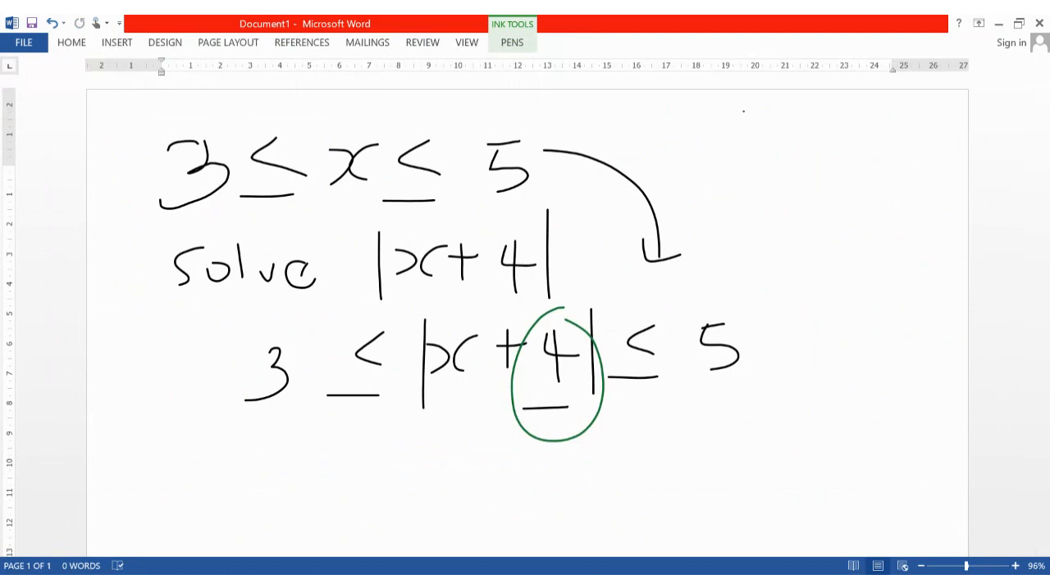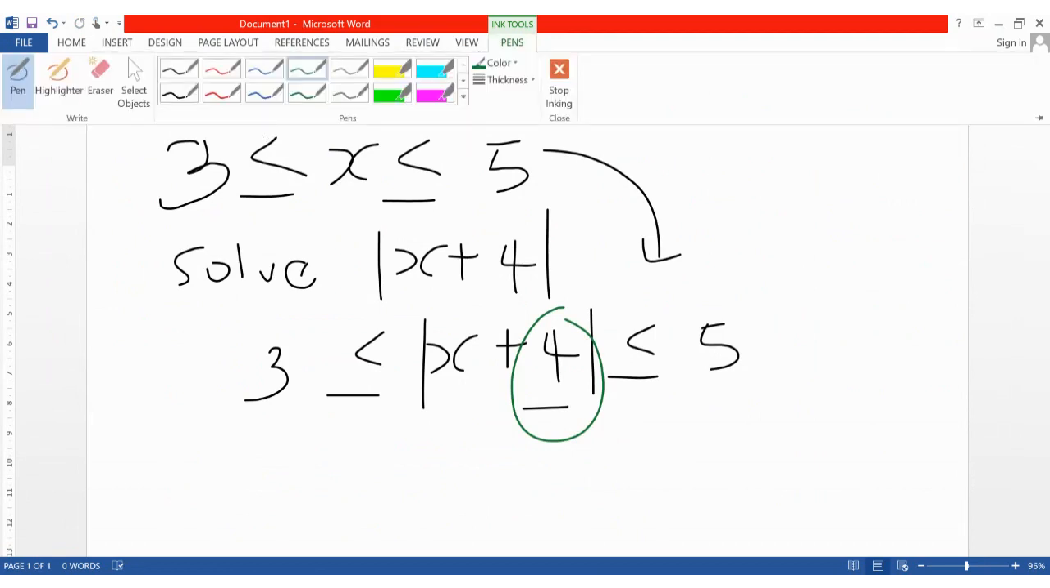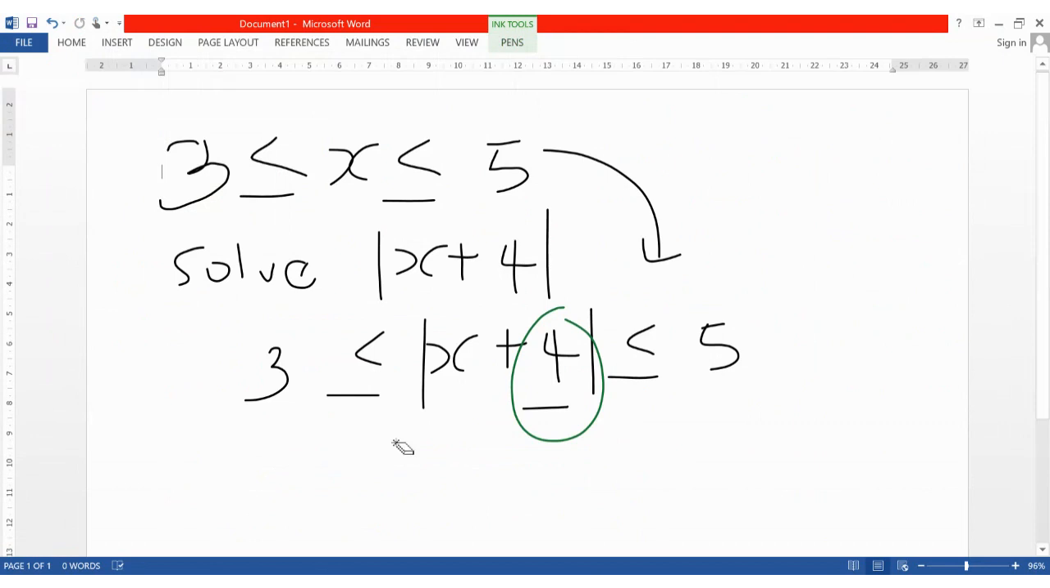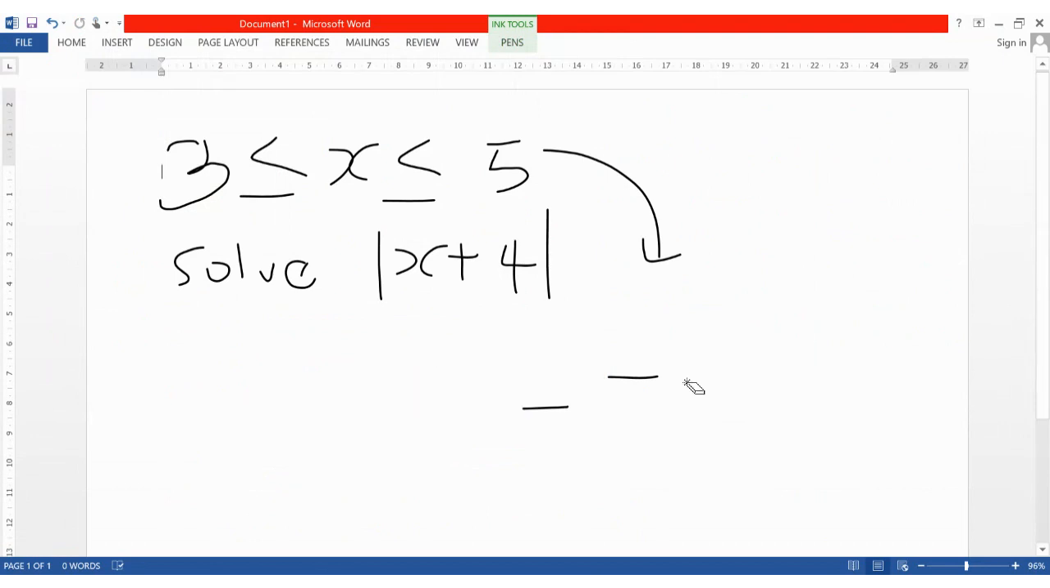Let me do it in a better way so that at least you can understand. I write the way it was before. So check this one out. This is what I had. I want to solve for that one. So I have what? 3 less than x, less than 5, to get up to there.